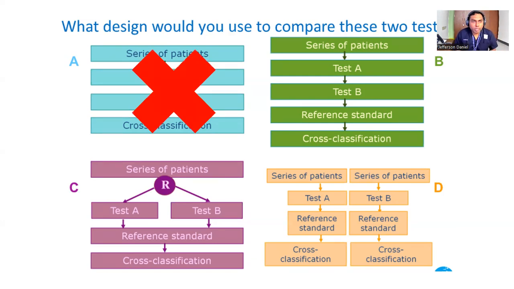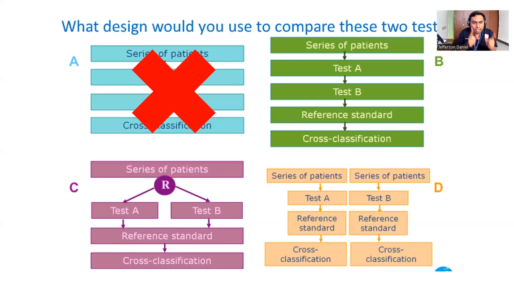Now look at method B. There is a series of patients, there are two index tests, and all of them undergo the reference standard. Yeah, that sounds good. Look at type C. There is a series of patients and you are randomizing them to test A and test B. Some of them get test A, some get test B, but note it's the same group of patients who are randomized, not two different groups. It's a single gate. Because it's a single gate, single entry criteria, and all of them undergo the reference standard, this method is also okay. Look at option D.